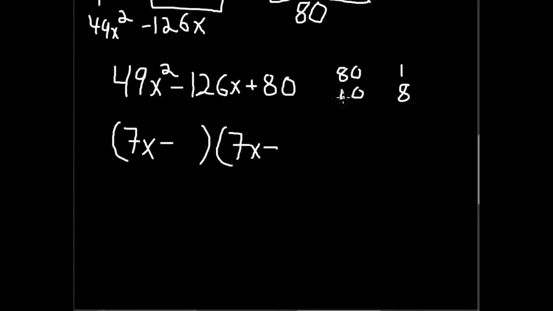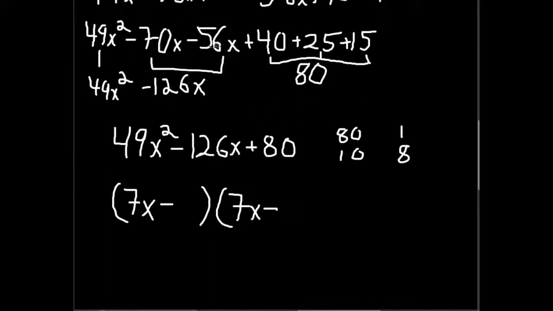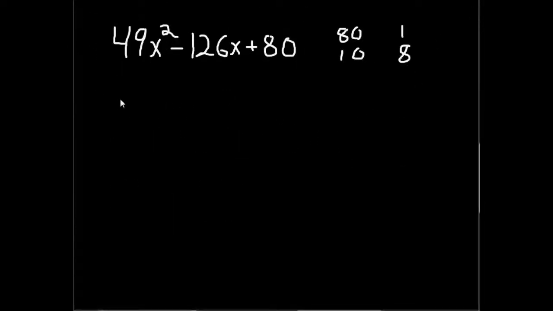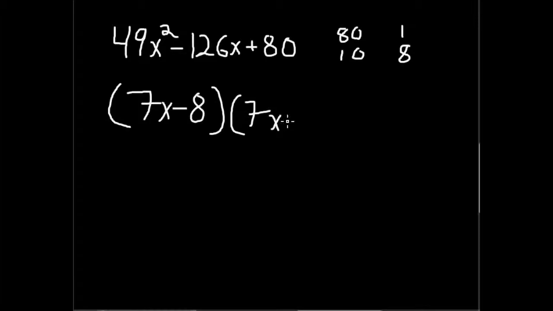And I know it's going to be 10 and 8 because 10 times 7 gives me 70, and 8 times 7 gives me 56, which brings me back to the form that it was before, basically. And 56 plus 70 is 126. So I'm just going to plug those in. (7x − 8)(7x − 10).